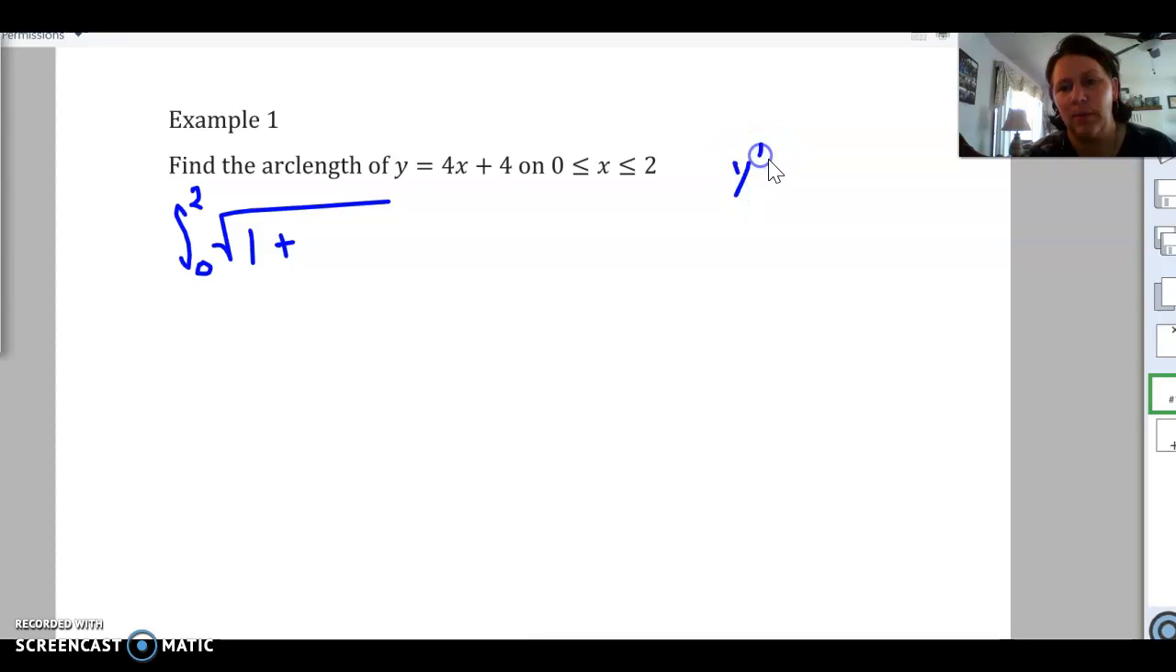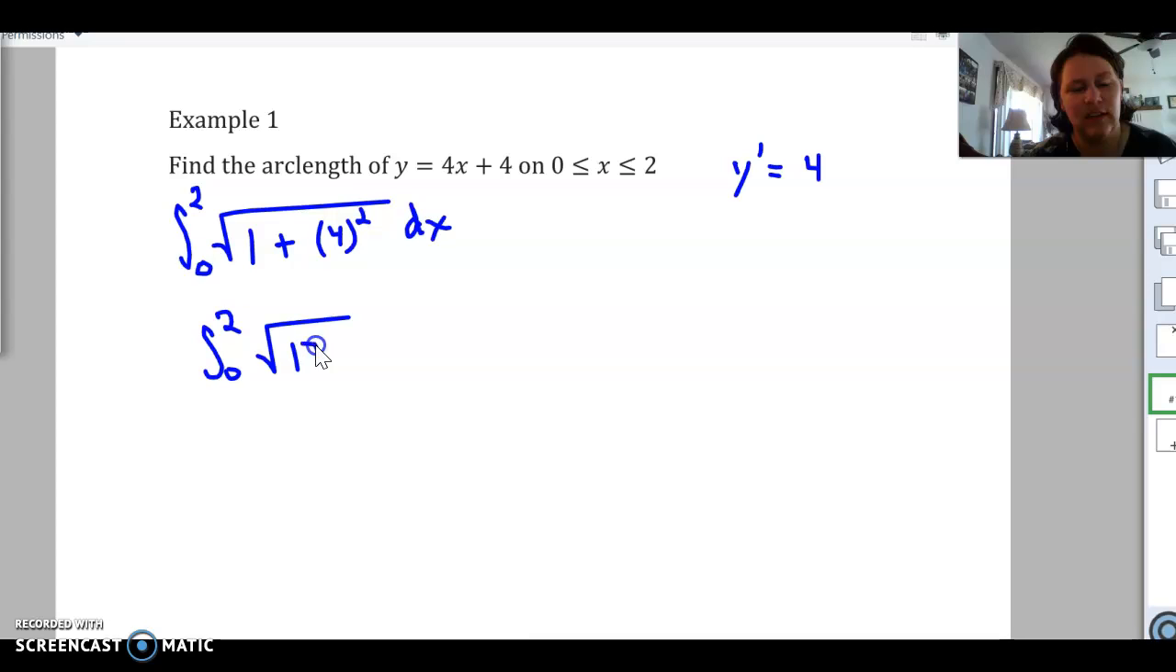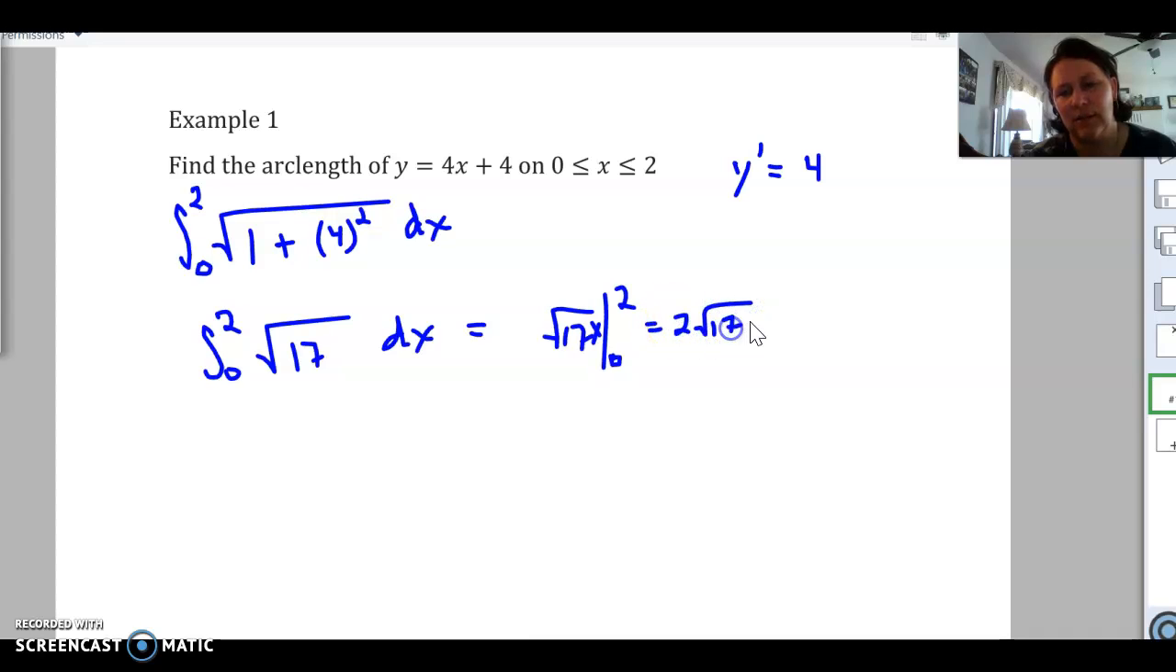So we need to find y prime over here. The derivative of 4x plus 4 is just 4, and then we'll plug that in here and square it, and then our dx out in front. Now we've got the integral from 0 to 2 of the square root of 17 dx. And when you integrate that, we have the square root of 17 x evaluated from 0 to 2, which then gives us a final answer of 2 square root of 17.